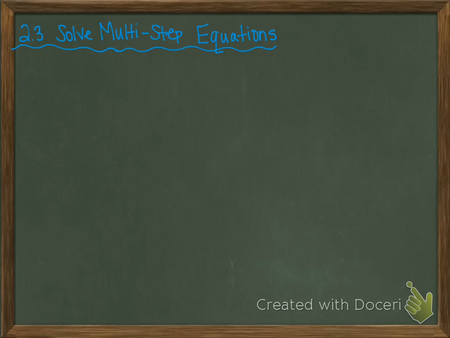Alright guys, we are going to start solving multi-step equations, so section 2-3. We're going to have steps just like we did with two-step equations. We're just going to add more to that. We are going to continue to use inverse operations. We have to use inverse operations when we're solving for a variable.